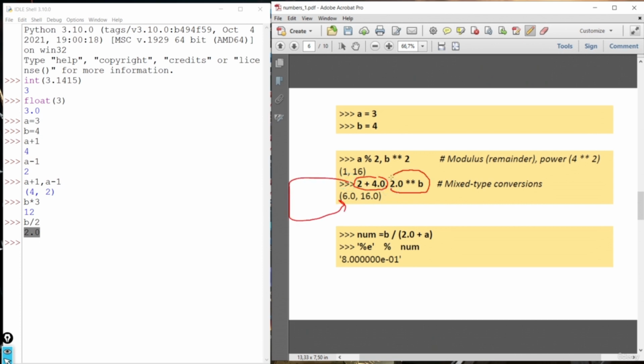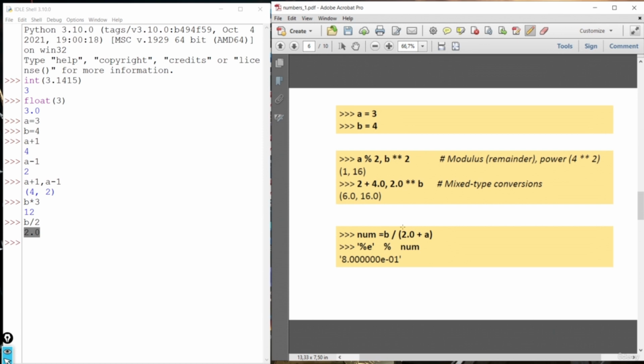Here we have a floating point number, and b is an integer, that is 4. The result is floating point numbers, 16. Look at here. The result of this operation is an integer, 16. The values are the same, but types are different. Here the result is also 16, but the type of this number is float. Here it is integer.